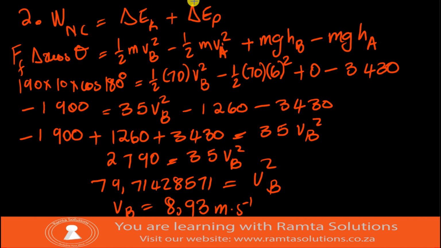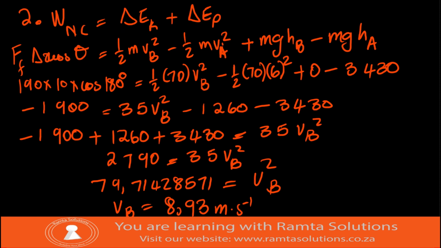And this is how you calculate work done by a non-conservative force. Remember, if you have more than one non-conservative force, include them. For example, you will be having applied force, include it. You will be having applied force and you will also be having friction. Include them in your work done by a non-conservative force part. So include all the forces that are not conservative forces, okay? And you will never go wrong.